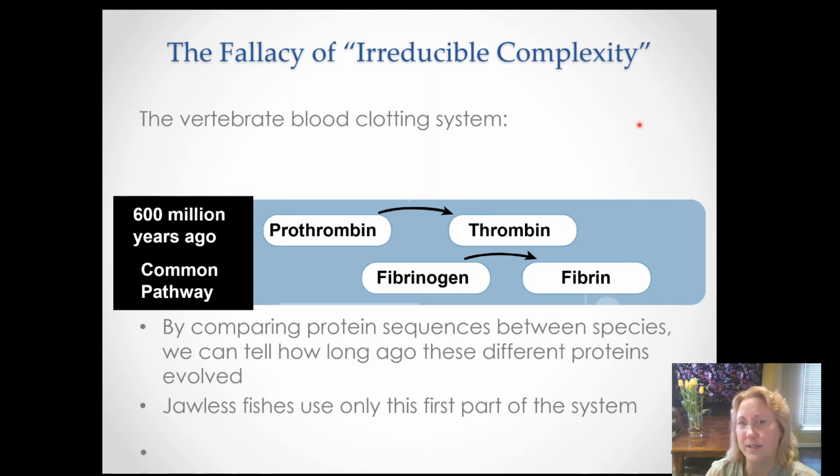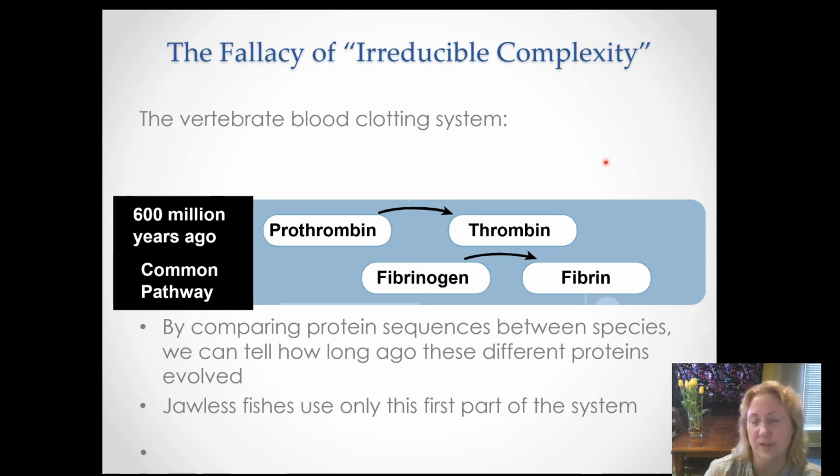Another criticism comes from the intelligent design community, and they call some things irreducible complexity. Just like the evolution of the eye, they say it's too complex to have evolved by mutation and natural selection. They say the same thing about the blood clotting system. So you might know that human blood clotting and other mammal blood clotting is a fairly complex system involving more than 13 different proteins. And there are several proteins that interact together to create the clotting system that we have.